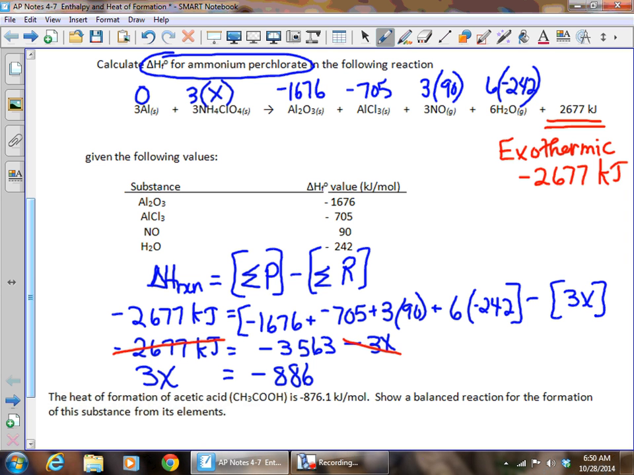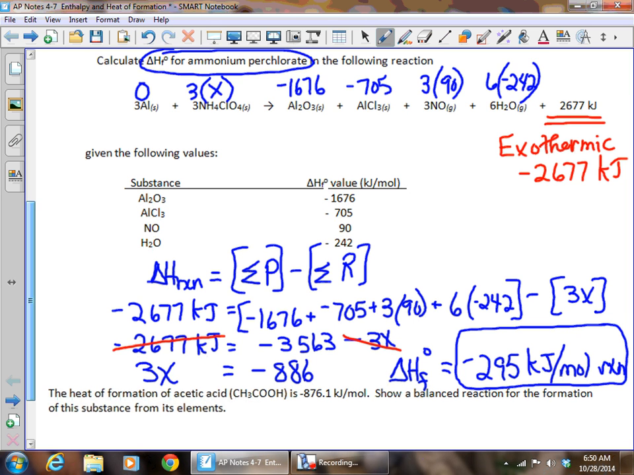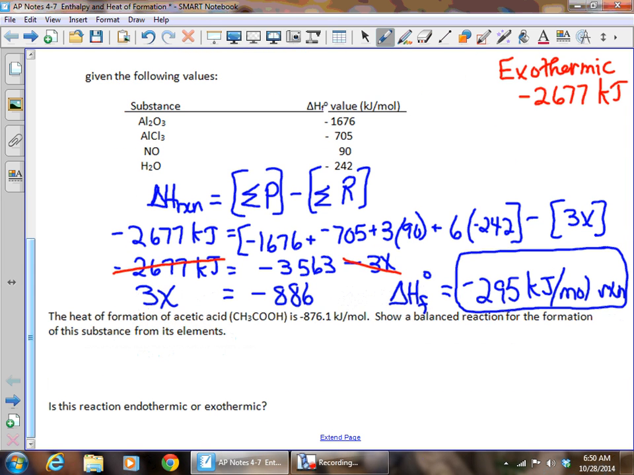So x, which remember our x value was the heat of formation of our ammonium perchlorate, is equal to negative 295 kilojoules per mole. And since this is for a specific reaction, per mole reaction. Okay, so that's just a different way you might see a problem. Let's look at this next one.